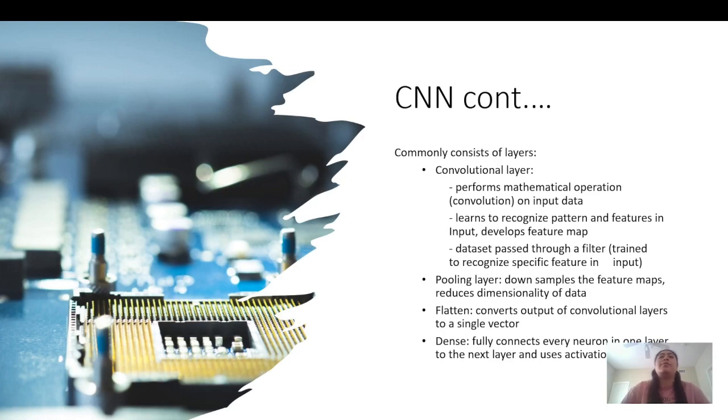These input data are first passed through a filter, and then this layer helps the model to learn and recognize the patterns and features presented in the input data set, and it develops a feature map. So what a pooling layer does is it prevents the model from overfitting by downsampling the feature map and reduces the dimensionality of the data. The flattened layer converts the output from the convolutional layer into a single vector, and the function of the dense layer is to connect all the neurons in the input layer to other layers by using some activation functions.